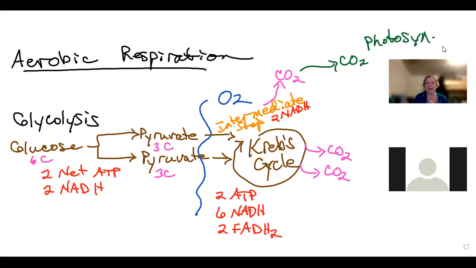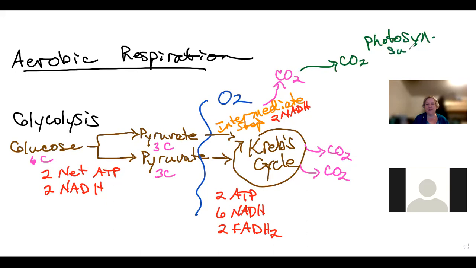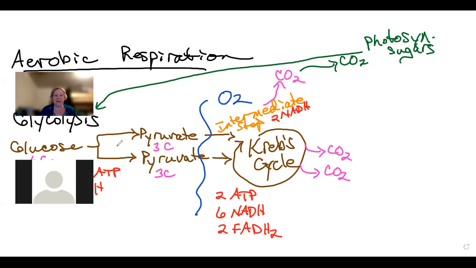Okay, to make sugars out of it. And the sugars go back to glycolysis and we start all over. All right, ATPs we can use for anything right off. But these NADHs and the FADH2s, we can get some more energy out of them, to make more ATP.